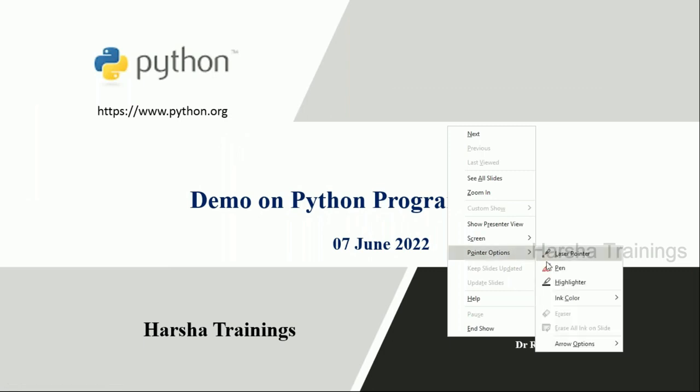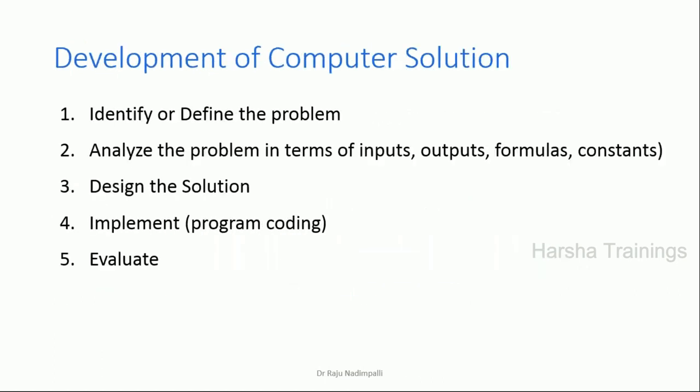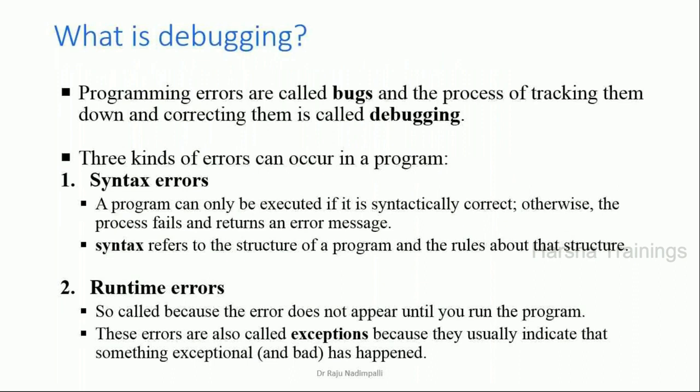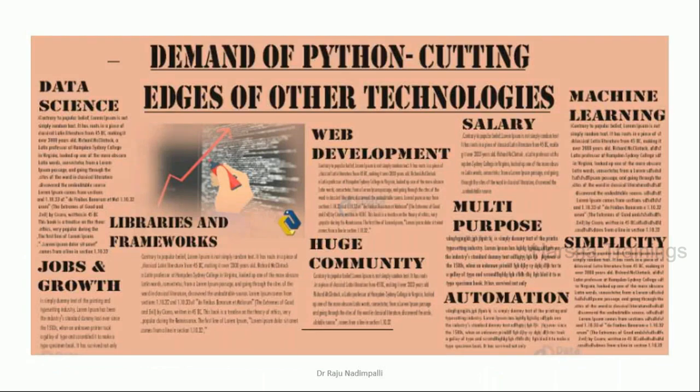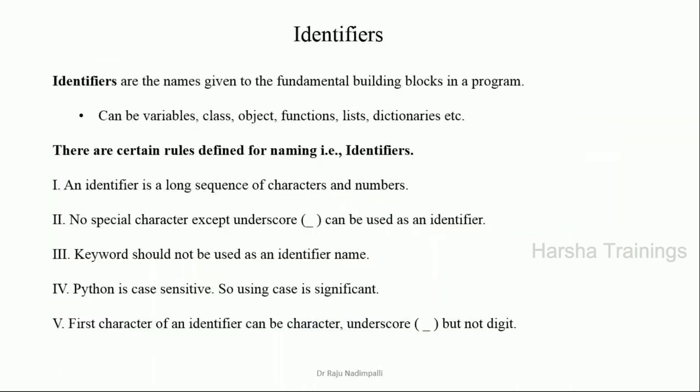Yesterday we discussed the basic concepts of what a program is, the various steps to write any computer program, and the various errors we get, such as syntax errors and runtime errors. Then we slowly entered into Python features. We saw the opportunities of Python and a little comparison between C, C++ and Java. Now let us start today's session on the basics.